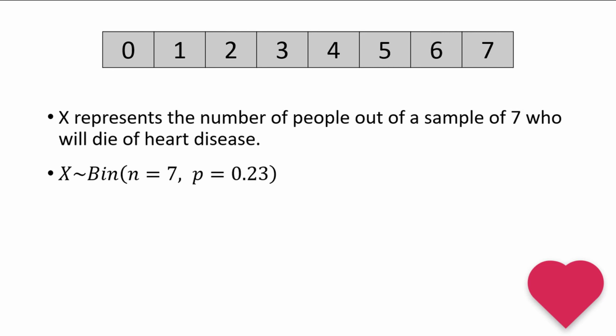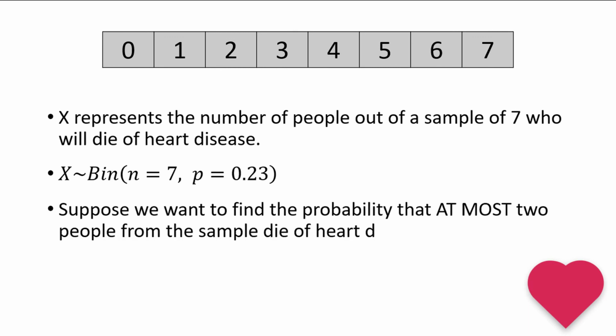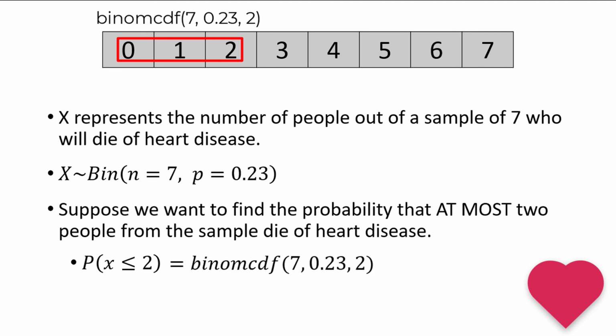Recall our example where we were sampling 7 individuals and the probability that each individual would die of heart disease was 23%. Suppose we want to find the probability that at most 2 people from the sample will die of heart disease. On the number line, that's these outcomes, either 0, 1, or 2. We can write this probability as the probability x is less than or equal to 2. This translates into binomial CDF 7, 0.23, 2 in the calculator. We use the CDF since we want a less than or equal to probability. Otherwise, we would have to use the PDF function 3 times and add the 3 outcomes together, which is quite a bit more time consuming.